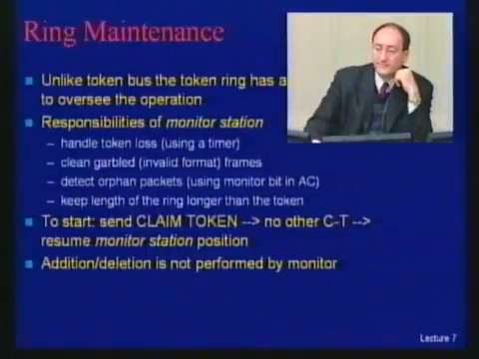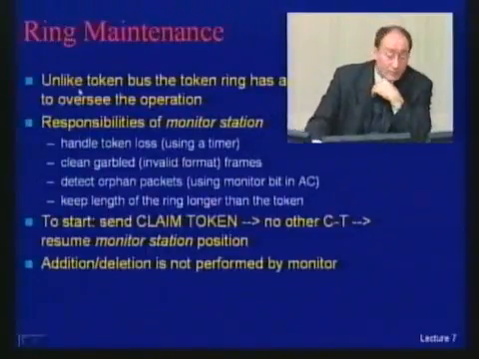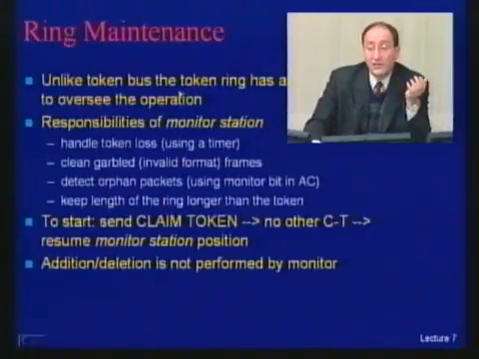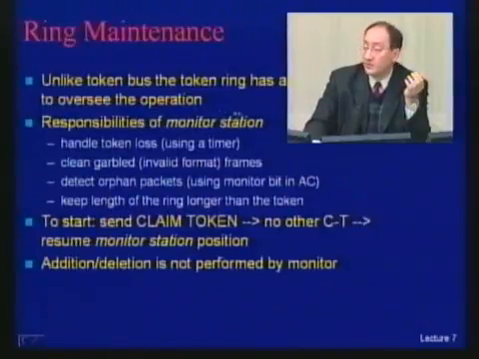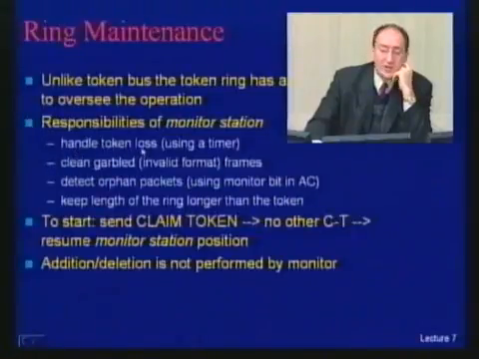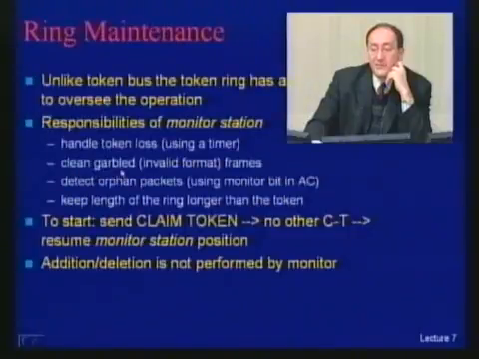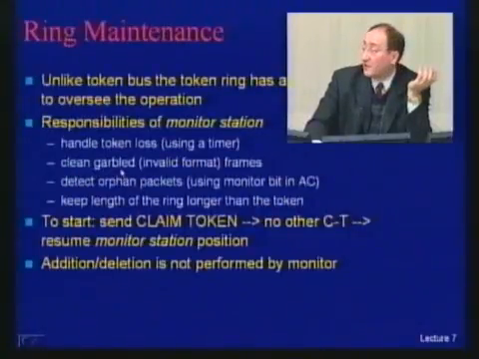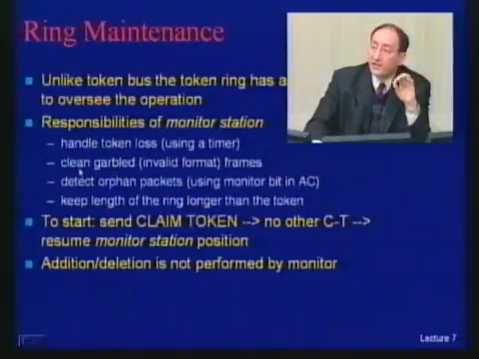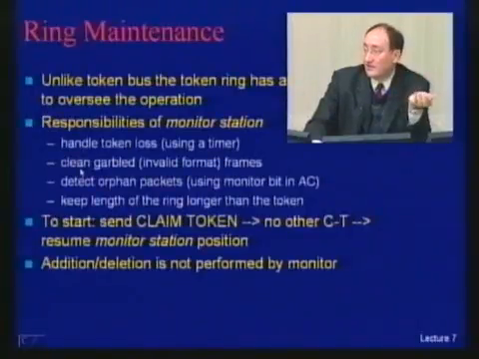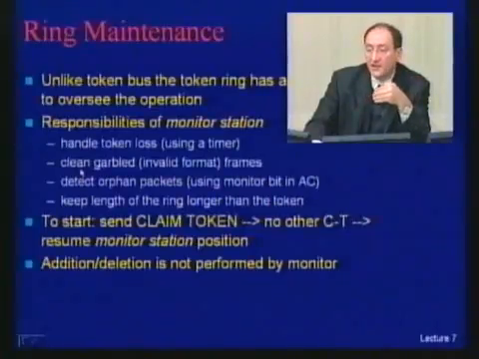Now, what you have in here, unlike 802.4, in token ring, you have a monitor station. What does this monitor do? What are its responsibilities? One is to handle the token loss. The other one is to clean the garbage, any garbled frame around. That means a frame in which some error has happened in the address and there is no destination for it. So it's just circulating in the ring. Somebody should take it away from the ring.